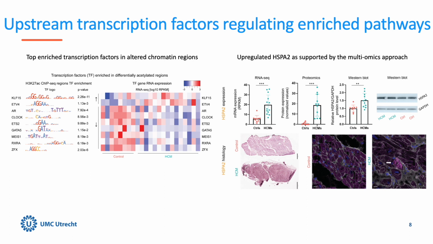By integrating altered chromatin regulatory regions with transcriptomic and proteomic changes in diseased versus control hearts, we also obtained a robust set of protein-coding genes that might play an essential role during disease development. For example, HSPA2, a mitochondrial and energy metabolism gene, showed consistently higher levels in diseased hearts from our omics data sets. We confirmed the activated HSPA2 level in the diseased heart by Western blot, immunohistochemistry staining, and immunofluorescence staining.